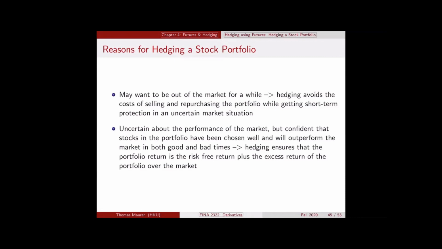Another reason could be that maybe my stock portfolio actually has some abnormal return. So going back to that CAPM relationship, if that alpha here was not 0, but actually a positive number, then hedging the market risk for 3 months and still collecting that abnormal return by holding that stock portfolio would make a lot of sense.